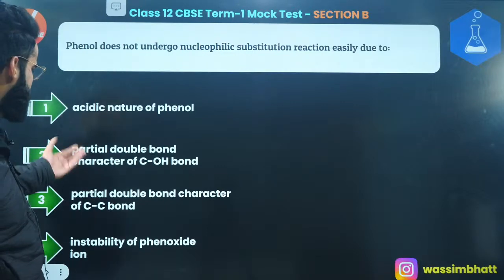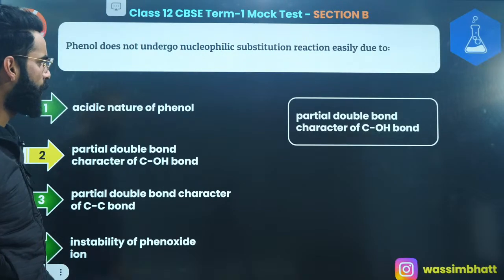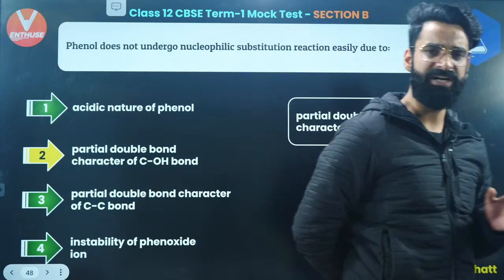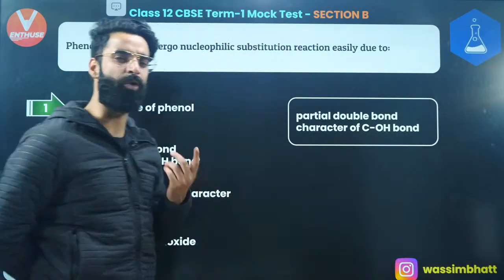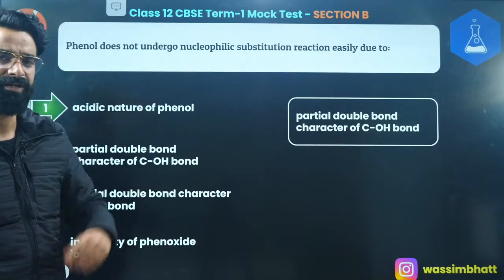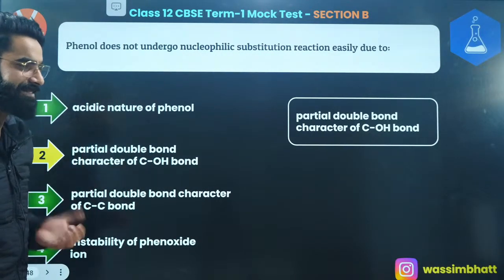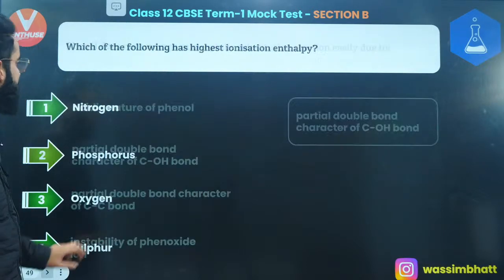It's absolutely going to be the partial double bond character of C-OH, right? In case of phenol, there will be absolutely the partial double bond character which increases the bond strength of C-O. Therefore, phenol does not undergo nucleophilic substitution reaction easily, due to the partial double bond character.